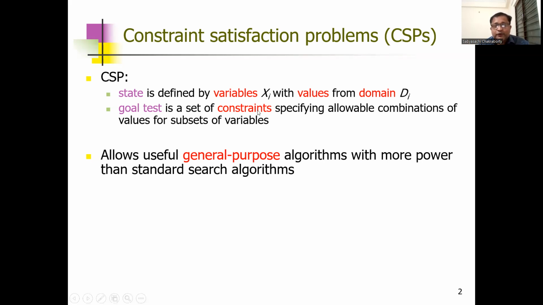The goal test is a set of constraints specifying allowable combinations of values for subsets of variables. The constraint means the restriction. The restriction determines what are the allowable or permissible combinations of values and variables. What are the allowable assignments of values to the variables? Those are determined by the constraints. Constraints are basically the restrictions that prevent the process from reaching the goal state.